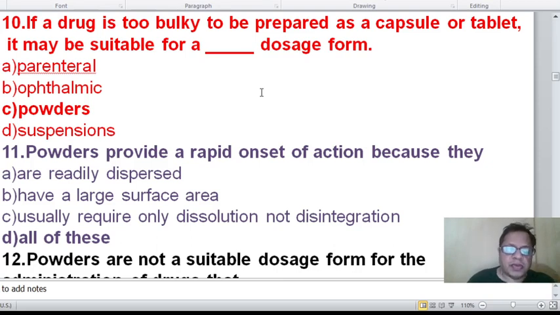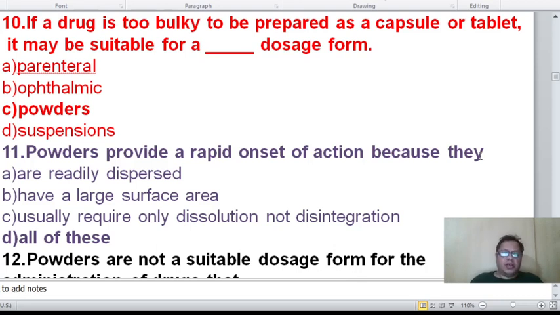For question number 11, powders provide a rapid onset of action because they disperse easily, since they are fine particles. They have a large surface area, definitely, because of their small size.